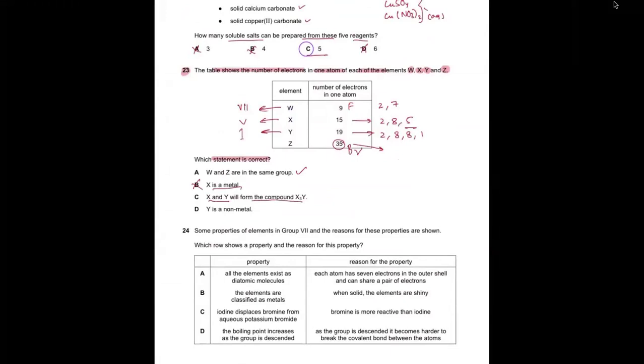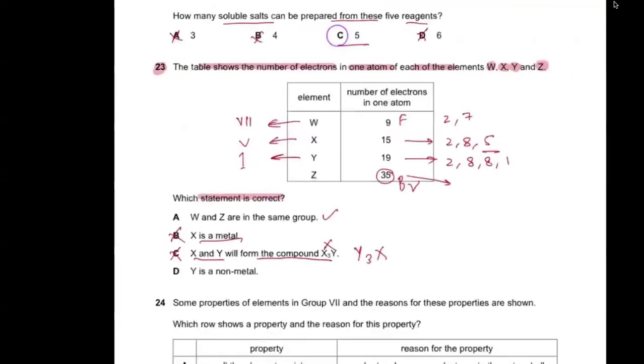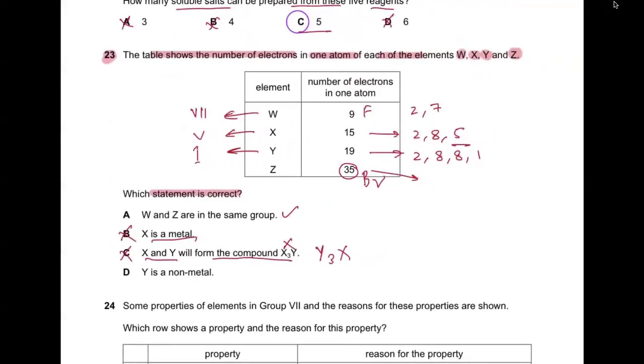No, if X and Y will form a compound, it is going to be Y3X, not X3Y. So C goes wrong. And Y is a non-metal? Y has 1 electron in its outermost shell, so obviously it's a metal, not a non-metal. So B, C, D go wrong, and A is the correct answer.